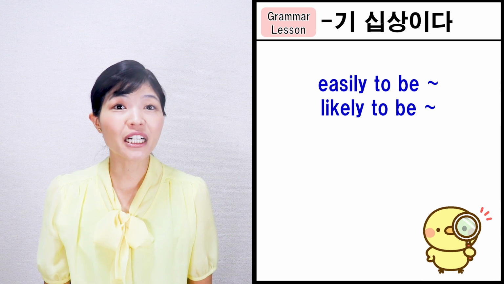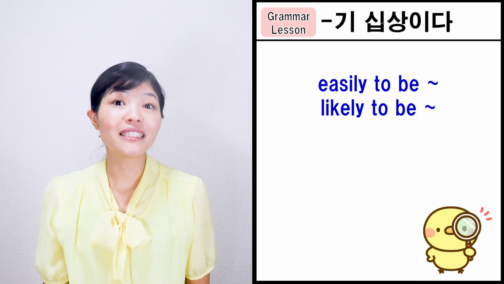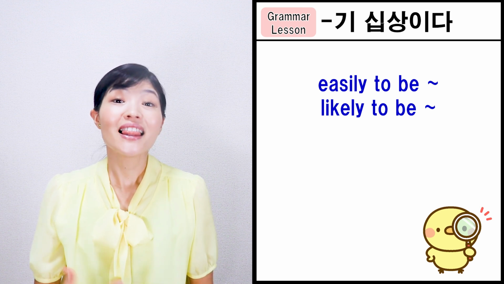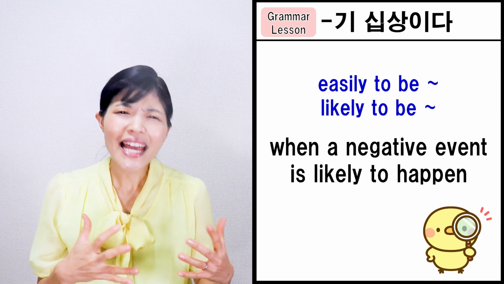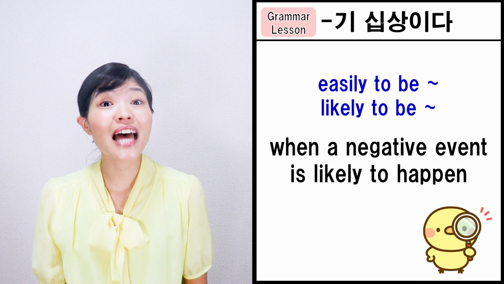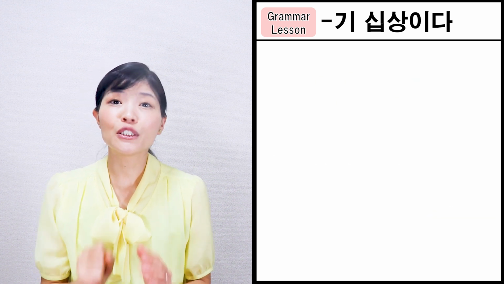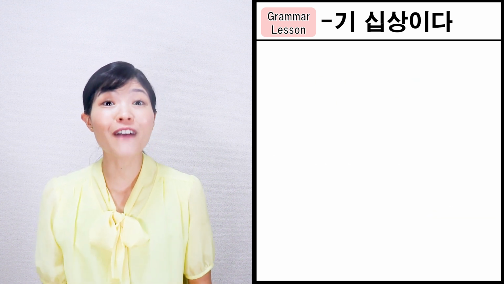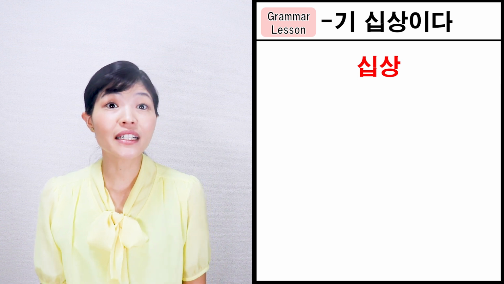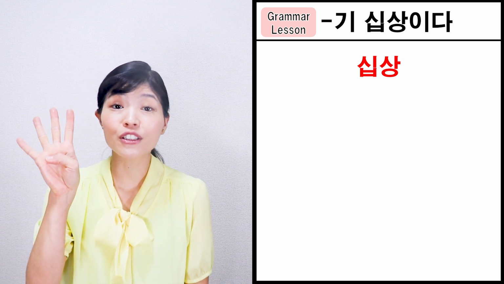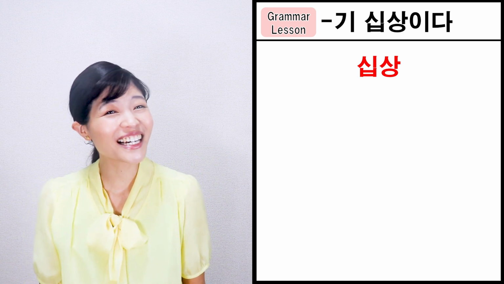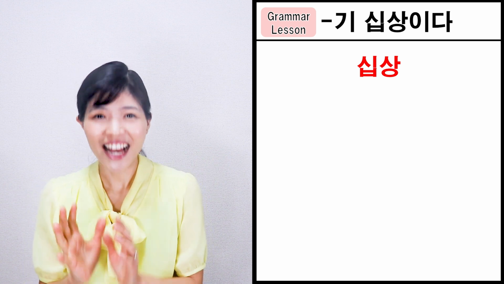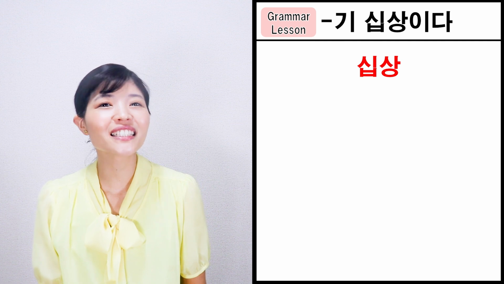The first grammar, 기 십상이다 means easily to be, likely to be. You can use this when a negative event is likely to happen. Here, I want to introduce a helpful fun fact. 십상 originally comes from a 4-character idiom. Then, can you guess the 4-character idiom? It's not that common, so it could be hard to guess.